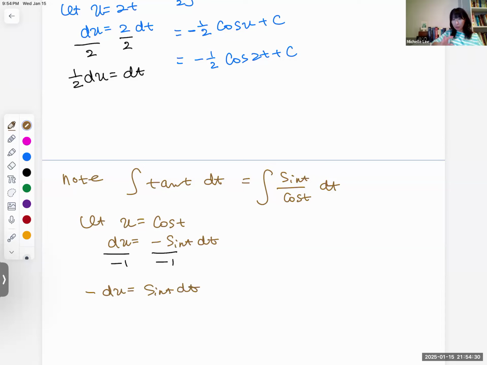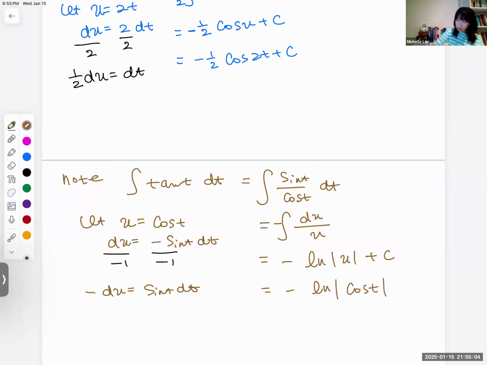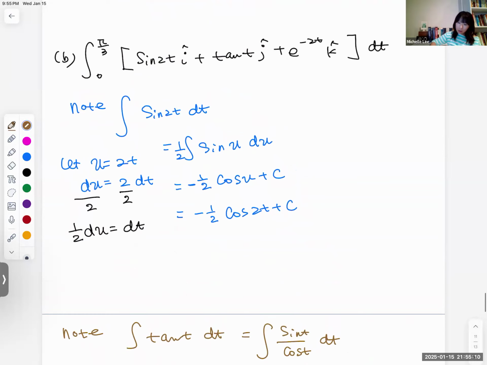So sine t dt will be replaced by negative 1 du, right? Put the negative sign outside of the integral notation. So we will get negative integral of du over u. What do you get? We've seen this one a lot, right? So there will be negative, good job, natural log of absolute value of u plus c. u was cosine t, so negative ln cosine t plus c, yeah?